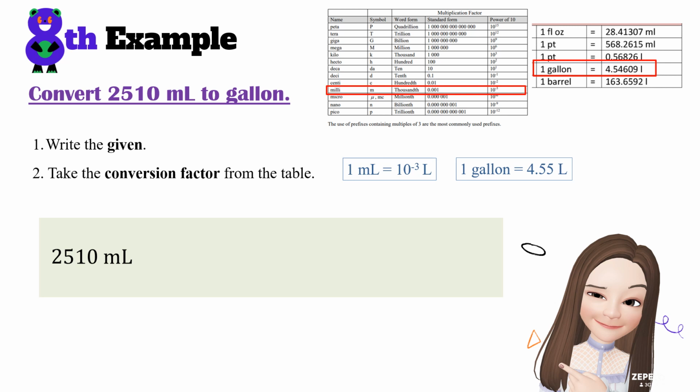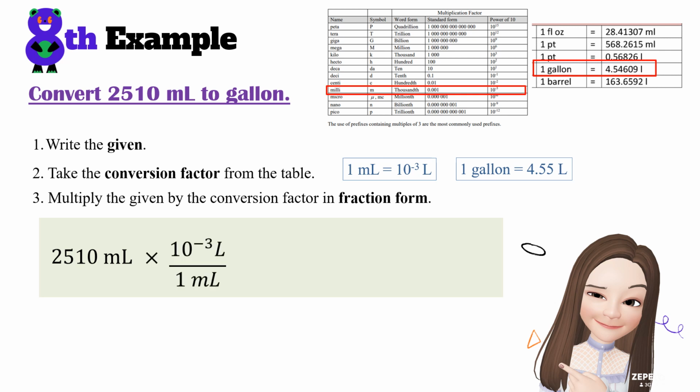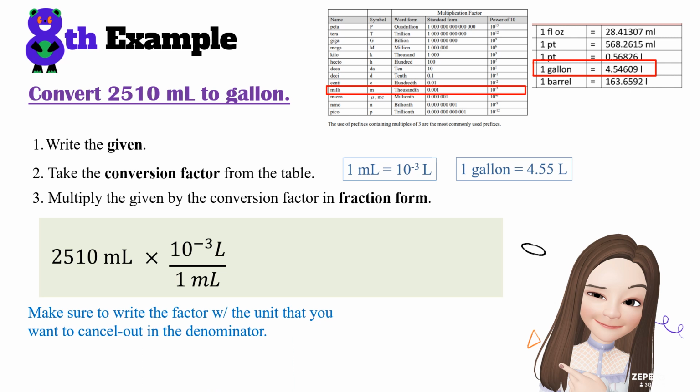Okay, so for the third step, you have to multiply the given by the conversion factor in fraction form. So the first conversion factor that we are going to multiply is the 1 ml equal to 10 raised to negative 3 liter. So you place the factor with the unit that you want to cancel out in the denominator. So in this case, our denominator is 1 ml and our numerator is 10 raised to negative 3 liter. So ml will cancel out, you will be left with liter.